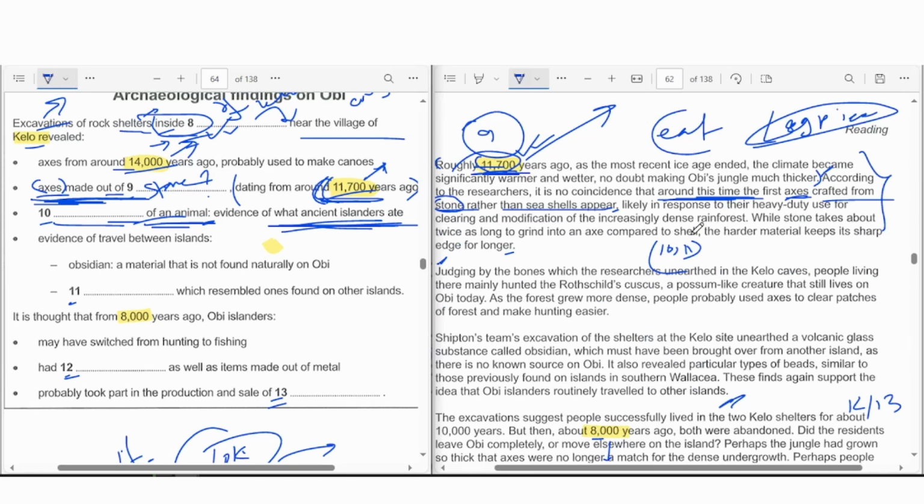All right. If you start reading here, you might find it here, you might not, but we know that it will be from here, right? Likely response of the heavy duty used for clearing modification. There is no information about it. It's all about the access.